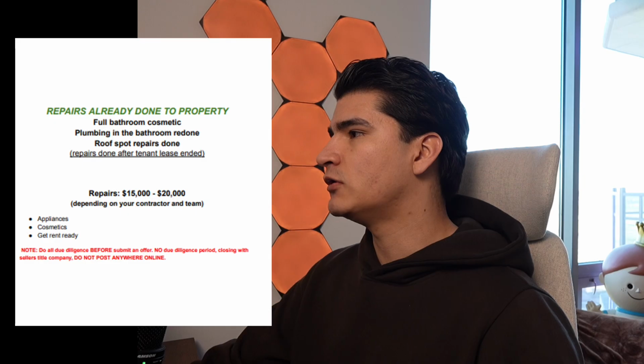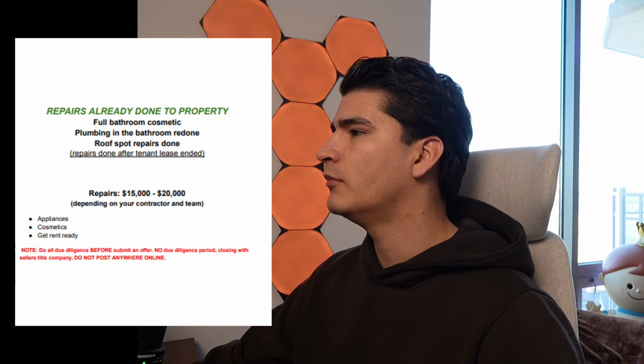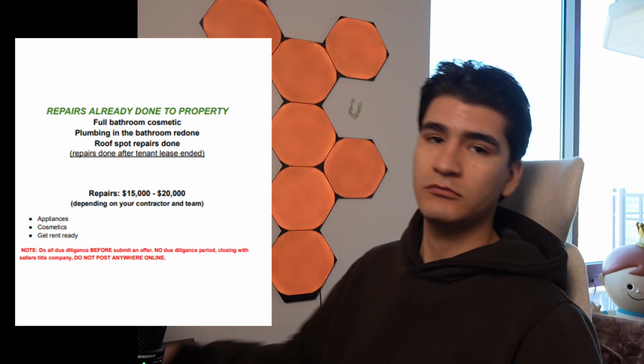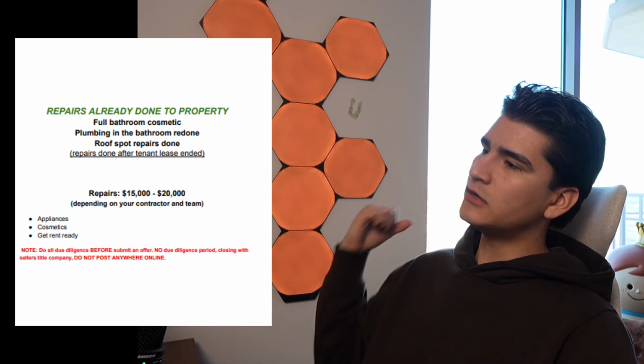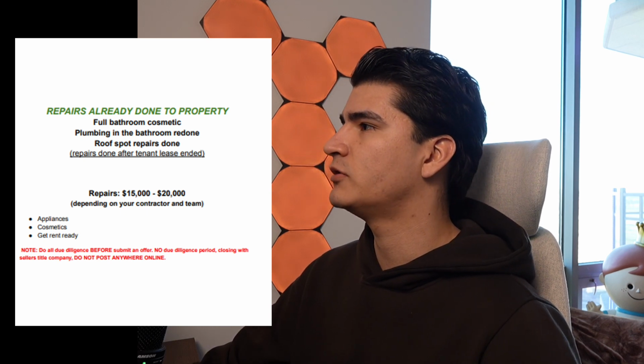So you can see for this one, it's a full bathroom, cosmetic. The full bathroom is already fixed up. The plumbing in the bathroom is redone. The roof has been repaired, and that's just to make sure they know the roof was recently repaired. It wasn't a year ago, it was very soon. You can see repair estimate 15 to 20. That's different than the one I have up here. No, actually, I messed up in reading it. So this is the profit, right?